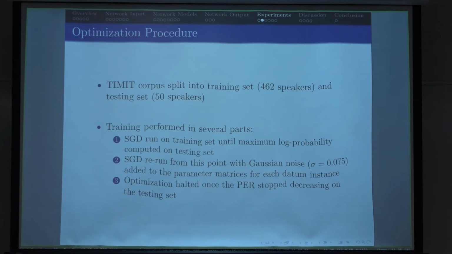And so then after the pre-training stage, they did the final training, and they stopped it once the phoneme error rate stopped decreasing on this testing set of 50 speakers. So a few stages. The first one is just to get you in the regime of a good solution. And the second stage is to add in noise and improve the generalization error.